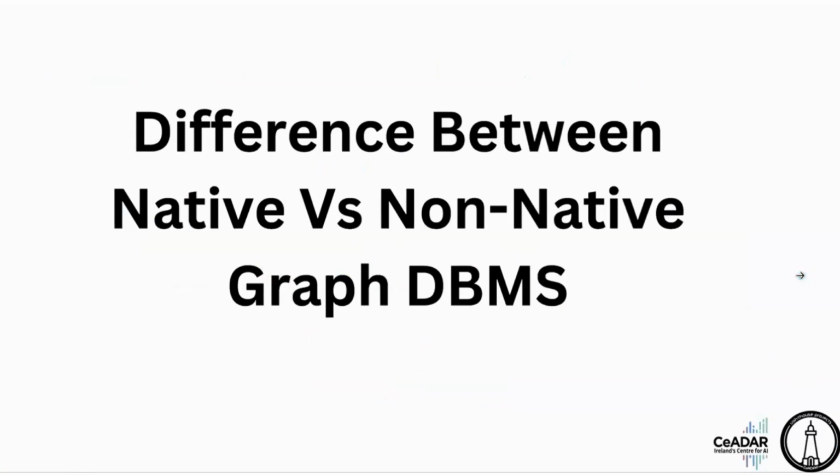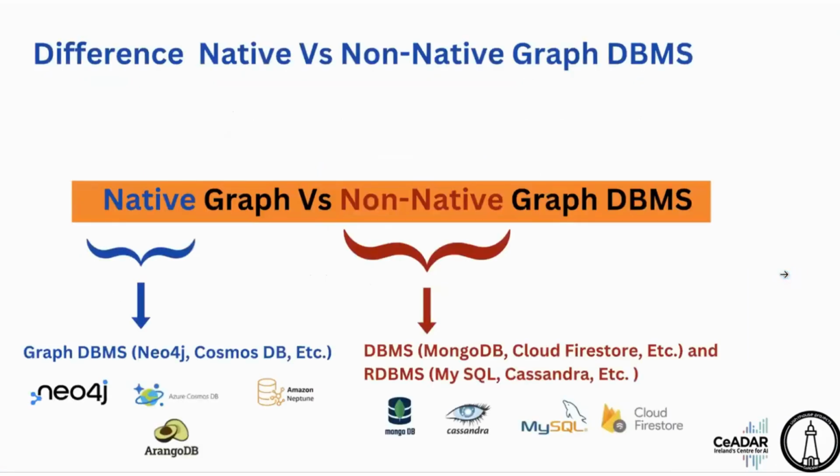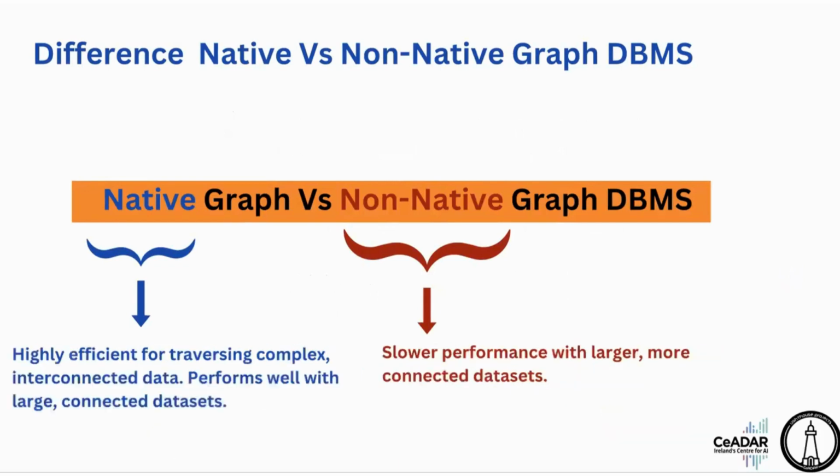So let's start with the difference between a native and a non-native graph DBMS. We are all aware of two different structures: graph-based structures, and relational database structures. Popular graph-based databases are Neo4j, Azure Cosmos DB, Amazon Neptune, and ArangoDB. Then there are other database management systems like MongoDB, Cloud Firestore, and RDBMS, Cassandra, and MySQL. So these are our basic differences between database management systems.